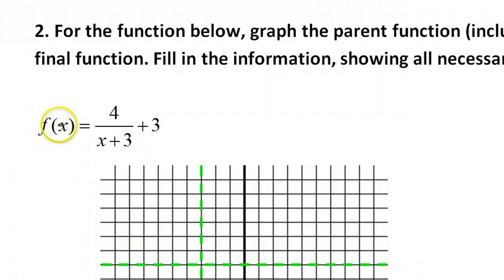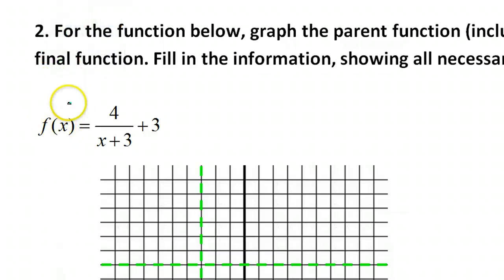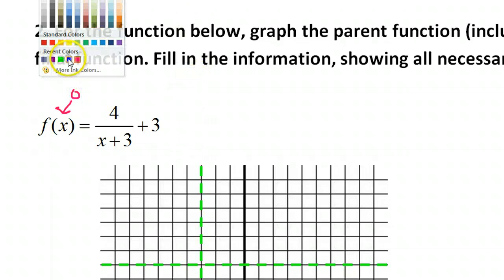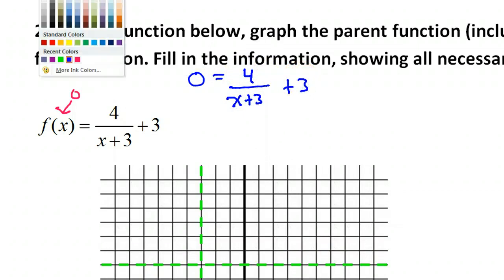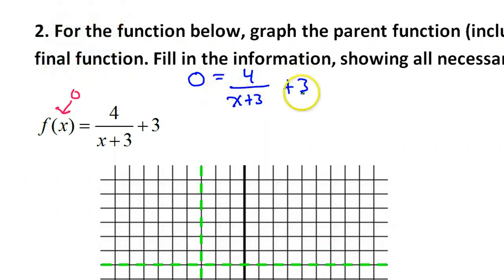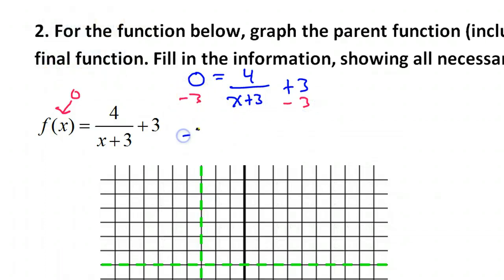This is y, by the way, in this context. So if I plug in 0 for y, then this is what I'm going to have. I will have 0 equals 4 over x plus 3 plus 3. So I need to solve this for x. Subtract 3 on both sides. So what do I have now? I have negative 3 equals 4 over x plus 3.